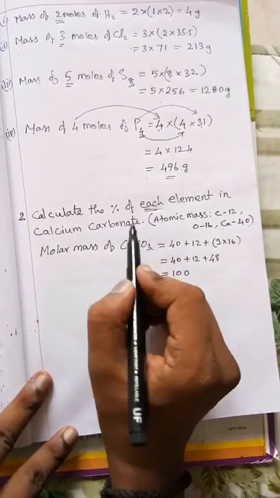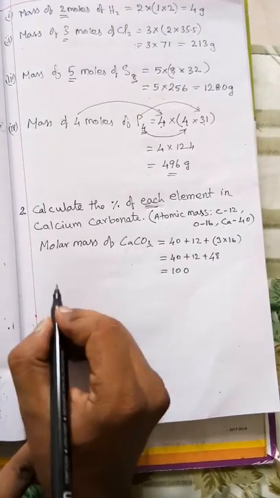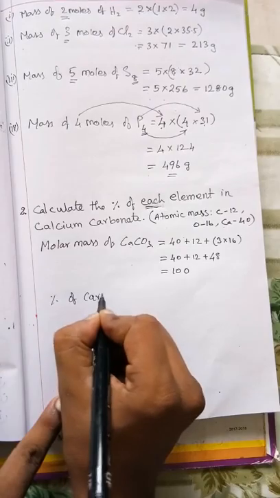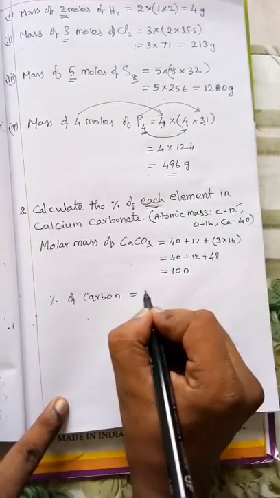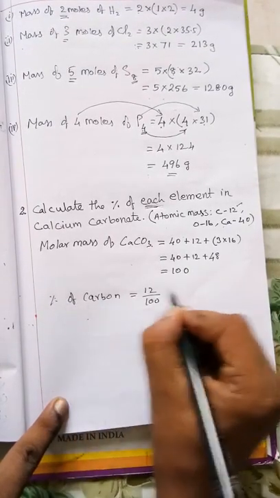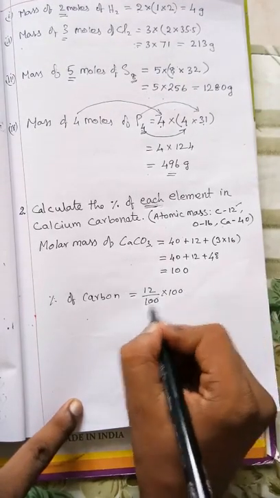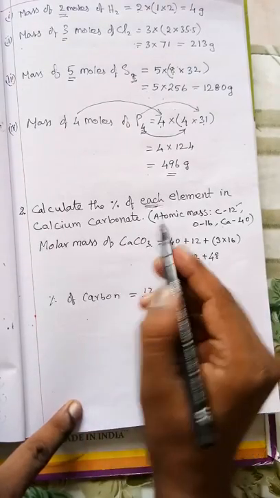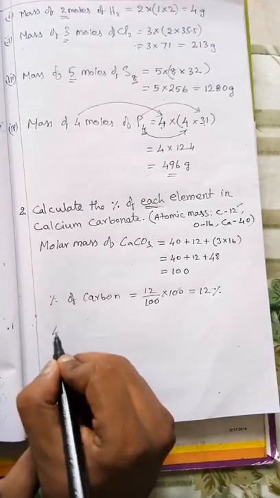Here we want to find each element. First you take the percentage of carbon. What is the carbon percentage value? The carbon value given is 12. So 12 by total value, how much? 100. Percentage means into 100. So the 100 cancels, so it is 12 percentage. So the carbon level in calcium carbonate is 12 percentage.